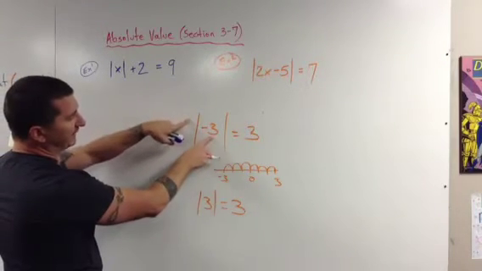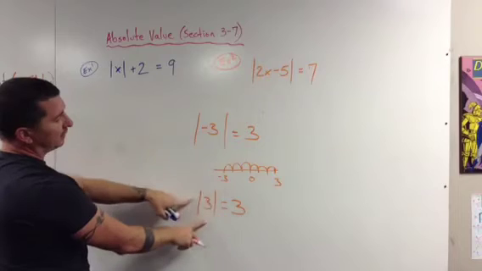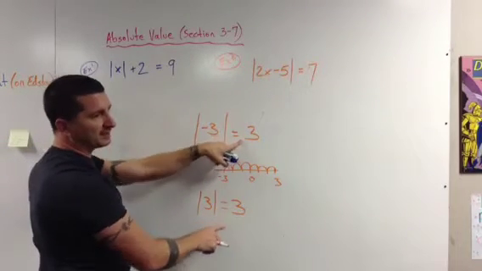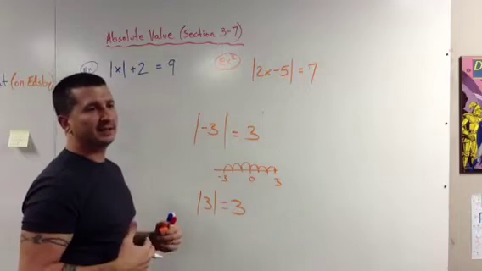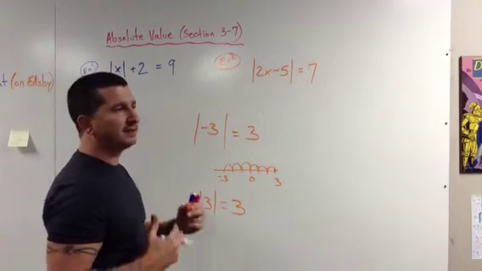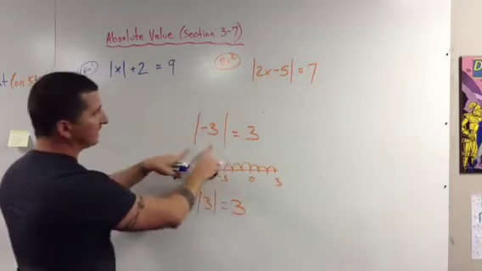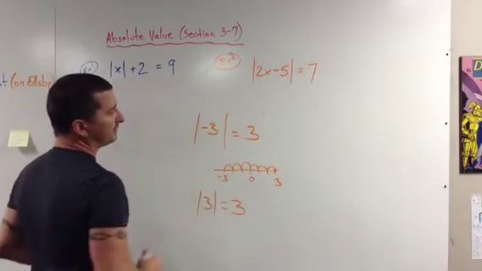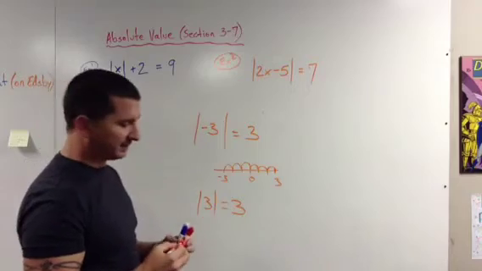So if you notice, if you take the absolute value of a negative number or a positive number, you still get a positive answer. That's because the absolute value is a distance. You can't really travel negative distance. You can only travel positive distance. So the absolute value of a number is a positive number always because it is a measurement of distance.